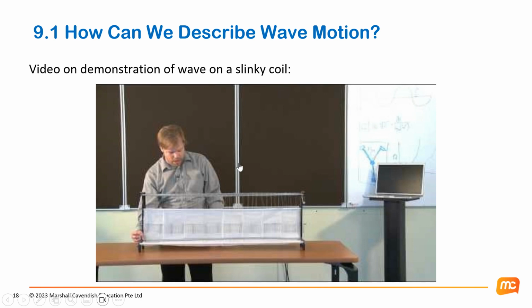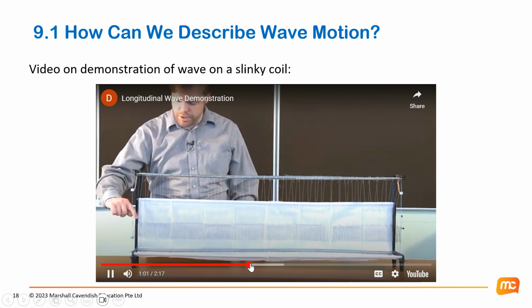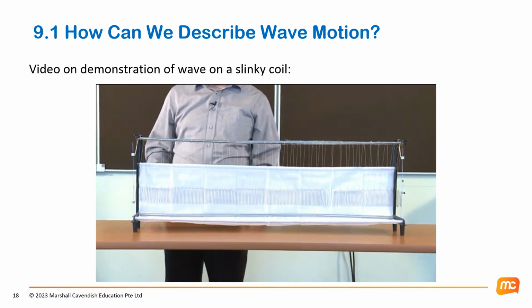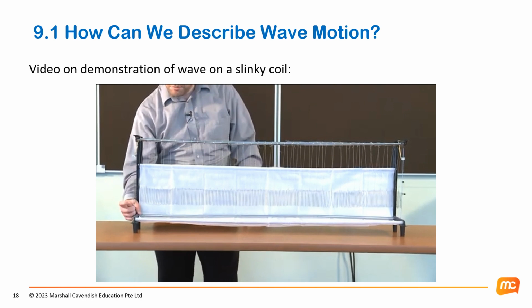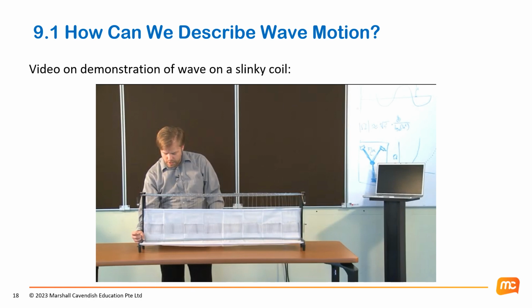So here I have another example of a wave on a slinky coil. I'm going to skip to the relevant part. Each little wire of the slinky represents an air molecule. What I'm going to do is start vibrating one end of the slinky, and you can see that one wire bounces off another, that bounces off another, and ultimately propagates that energy down the length of the spring.